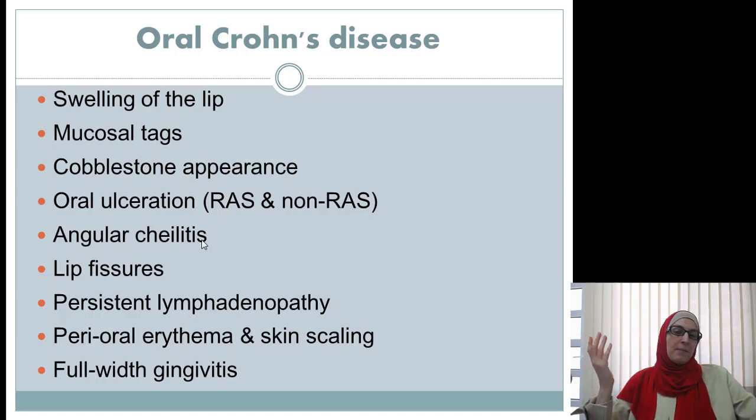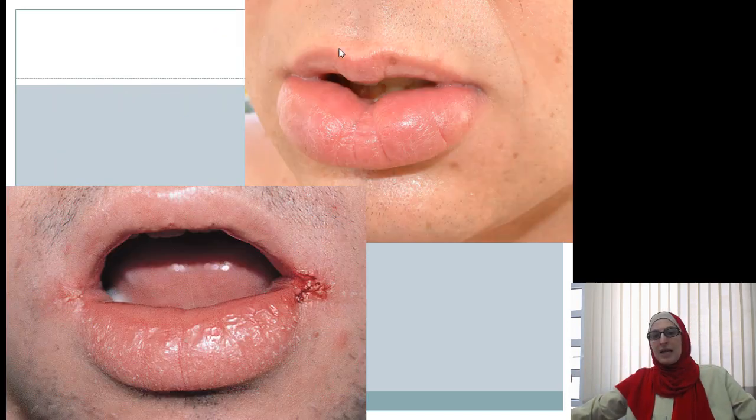So Crohn's disease would have fissuring within the lining or within the GI tract, and would have anal fissuring, and also would have lip fissuring. So this might be related to the disease presentation, lymphadenopathy, full width gingivitis, and perioral erythema. So this is an example of how swelling would occur in the oral cavity or in the lips here, as you can see. This is minimal fissuring.